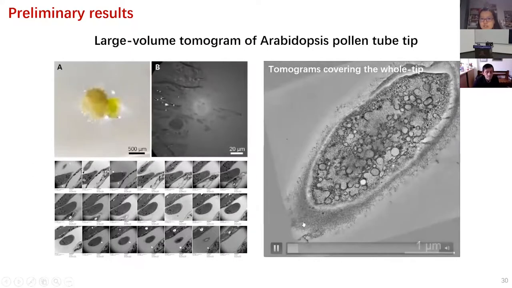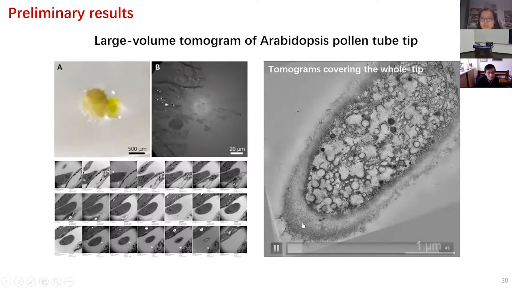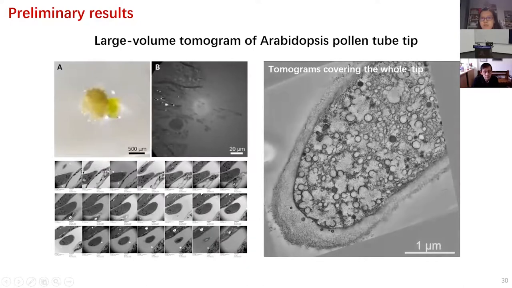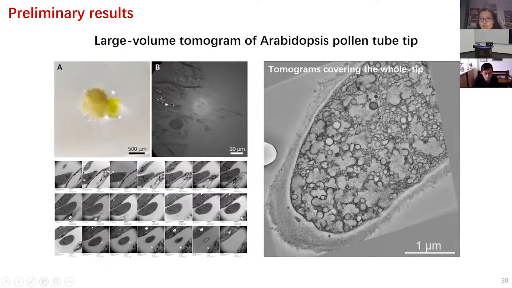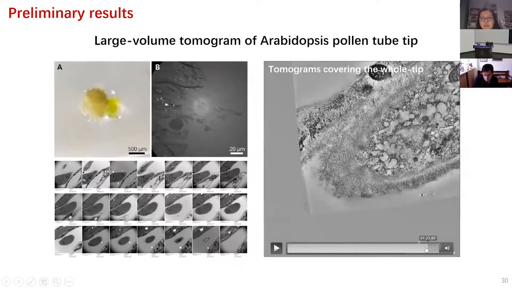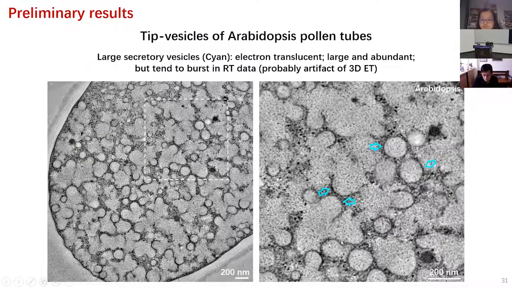As shown in this slide, we chose small-sized Arabidopsis pollen tubes and collected a tomographic volume covering the whole tip region for the next modeling. If we have a closer look at this whole tip tomogram, we can actually find similar tip vesicle populations in Arabidopsis samples. First, the large secretory vesicles indicated by cyan arrows are electron translucent, large, and the most abundant.